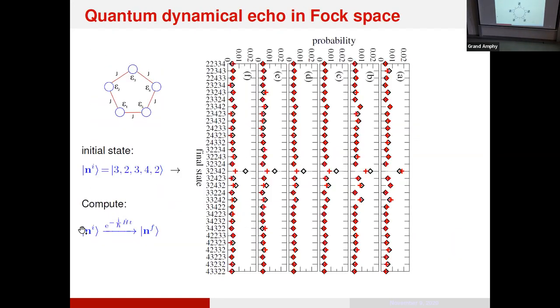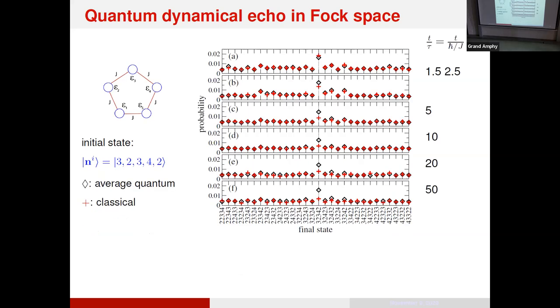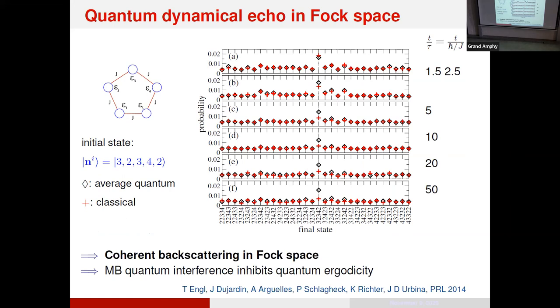Now you can check whether this is indeed a quantum result. This is in a way coherent backscattering in Fock space. For a finite system, you could argue this inhibits quantum ergodicity, because if your system is finite, as our ring here, I will always stay here for long, long times. In the thermodynamic limit of a huge system, this gets smaller and smaller relative to the rest.